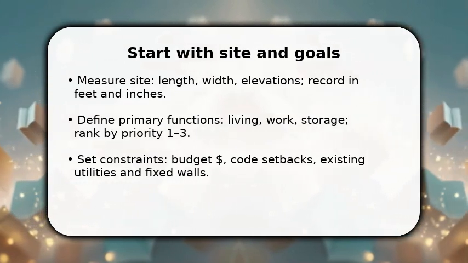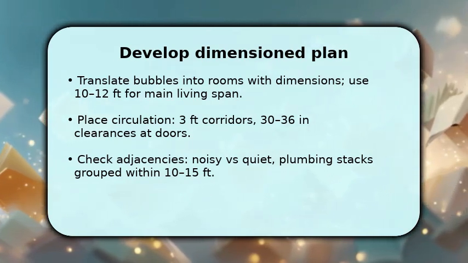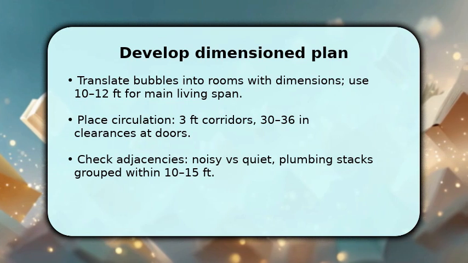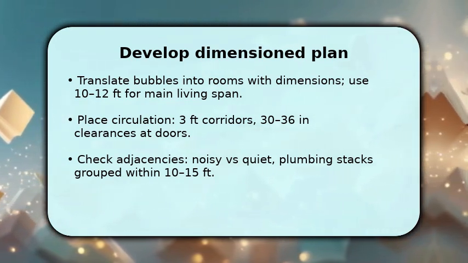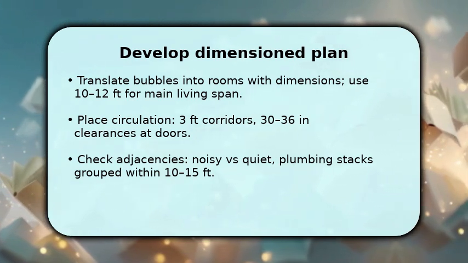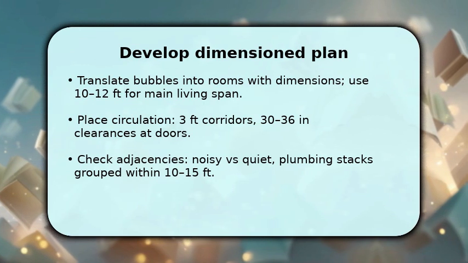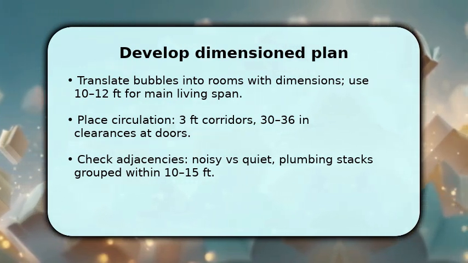dimension planning. You now convert the bubble diagram into a dimension plan, assign realistic room sizes, and write dimensions on each space. As you draw, prioritize circulation, use 3-foot corridors, and maintain 30 to 36-inch clearances at doors to ensure flow. Once done, cluster plumbing and mechanicals to minimize runs.